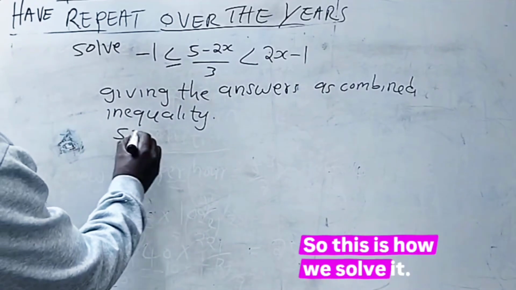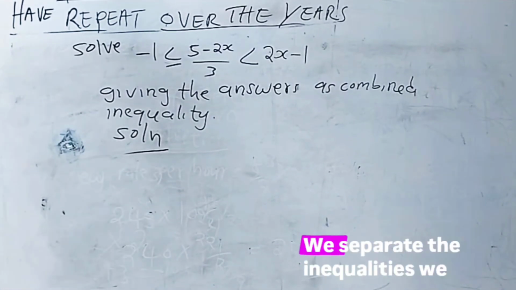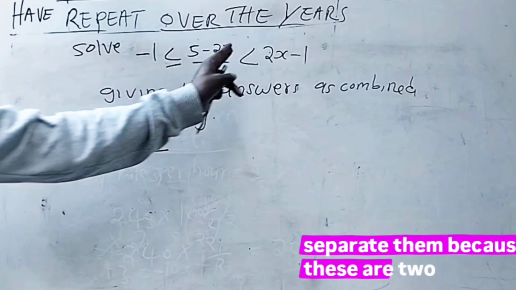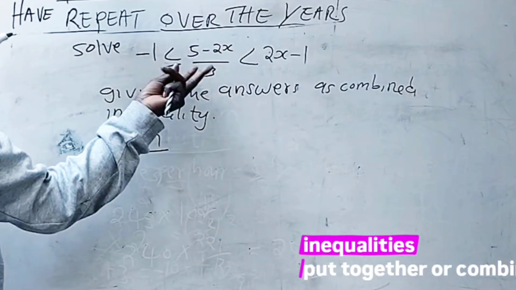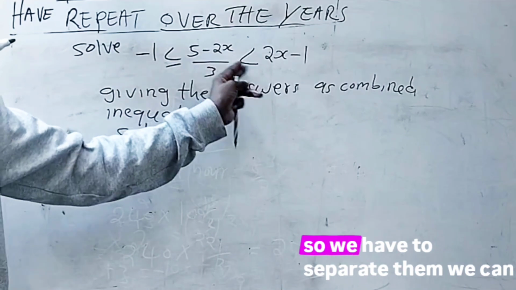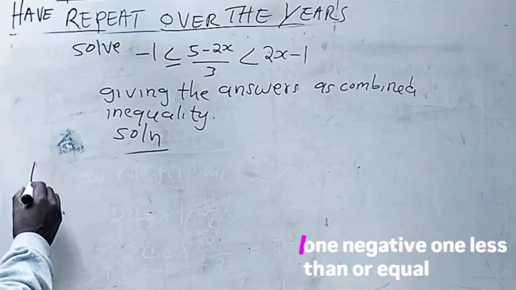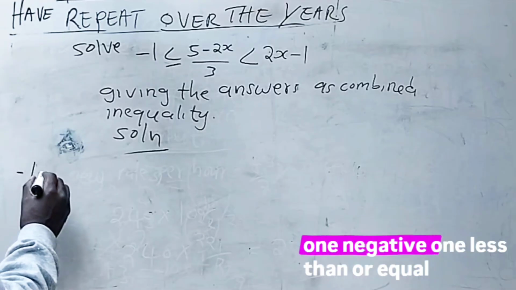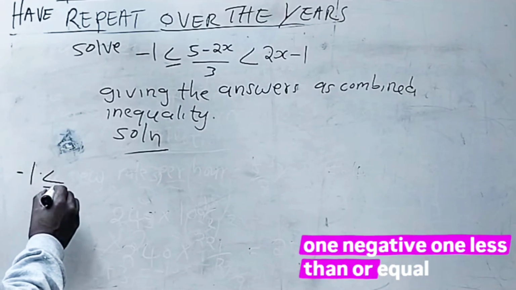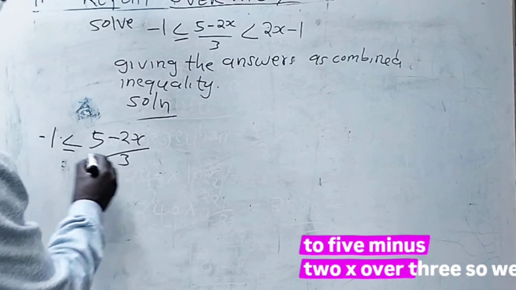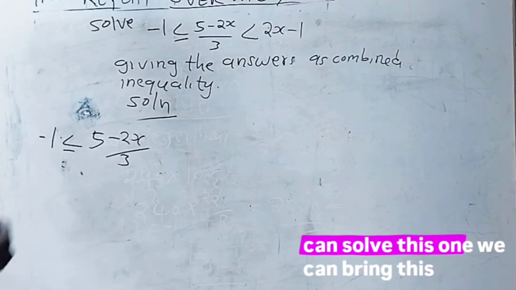So this is how we solve it. It is very simple. We separate the inequalities, because these are two inequalities put together or combined. So we have to separate them. We can start with this one. The first one is -1 ≤ (5 - 2x)/3. So we can solve this one.